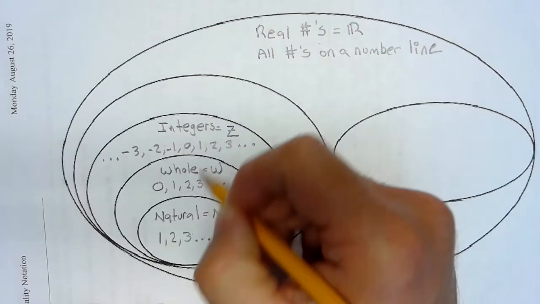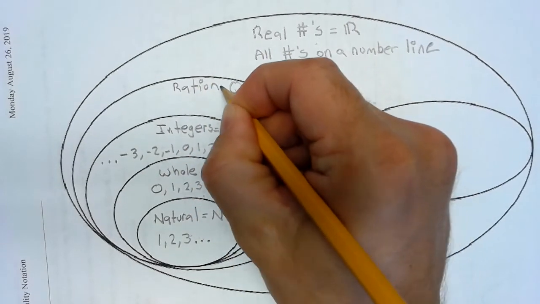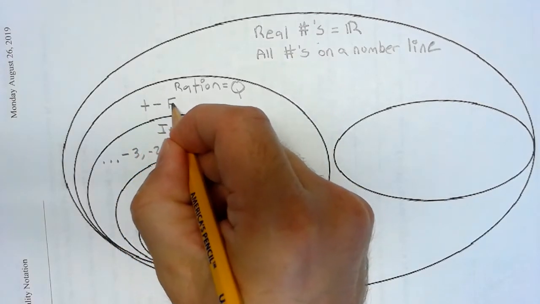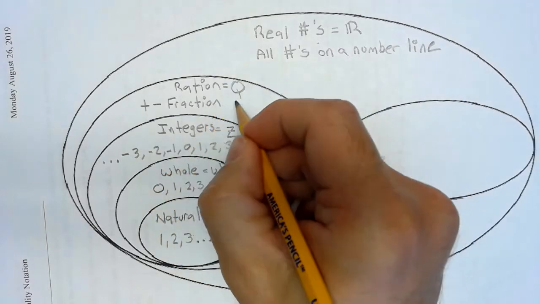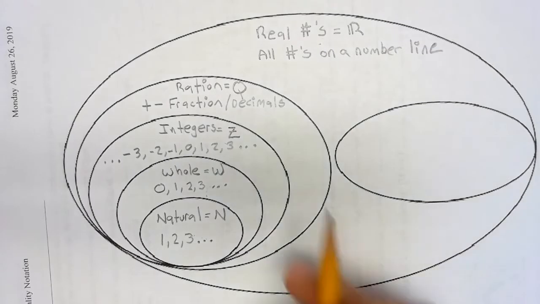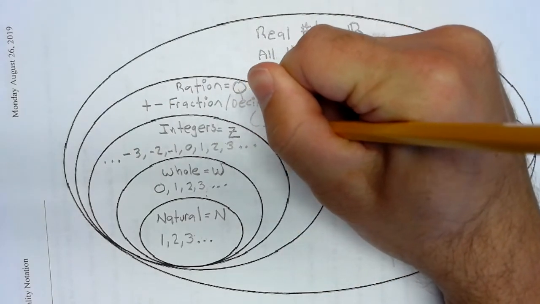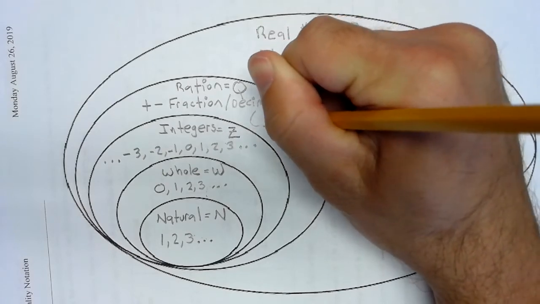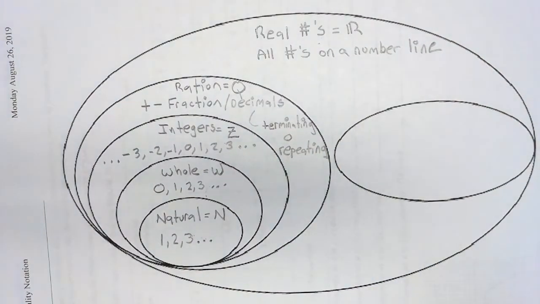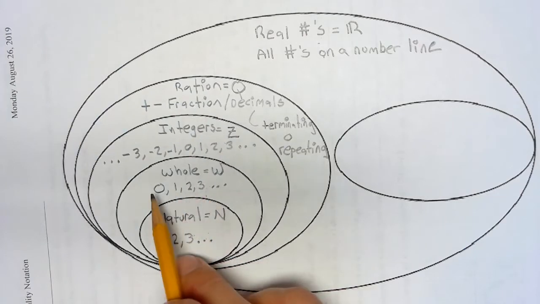Okay. So now these are all subsets of rational numbers, which we represent with a capital Q, which are plus or minus fractions or decimals. Now, what's important to note is when we say decimals, what we mean is that they're terminating or repeating. Okay, now these are all subsets of real numbers.